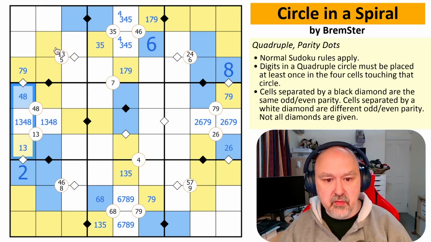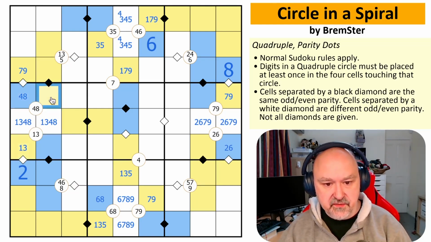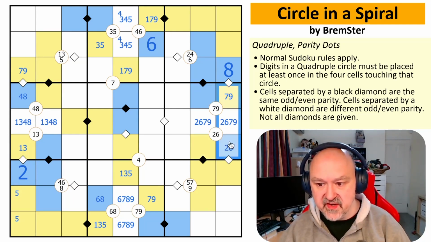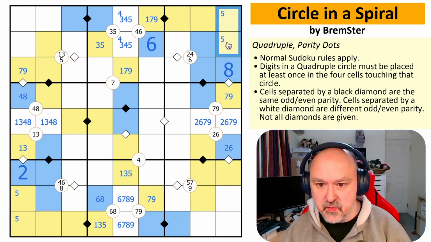Now, if we look here, 5 must go in here, and 5 can't go down here because it's not in the 1, 3, 4, 8. So 5s here actually line up. So you cannot put 5 down here and 5 goes into here. In here, you cannot put 5 in here. You cannot put 5 in here because 5 is in the quad, so 5 has to go in one of those 2.